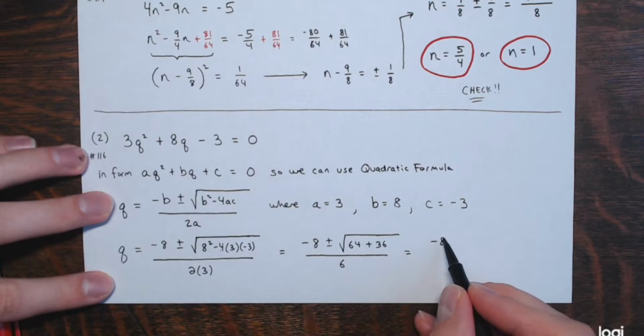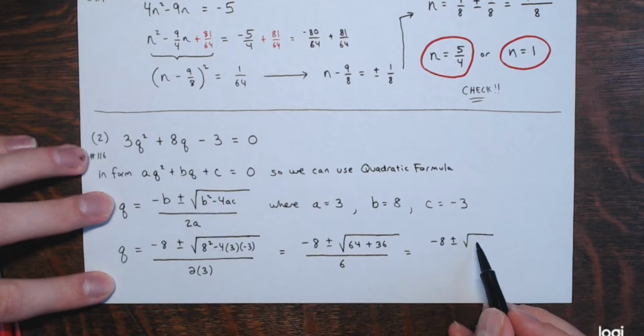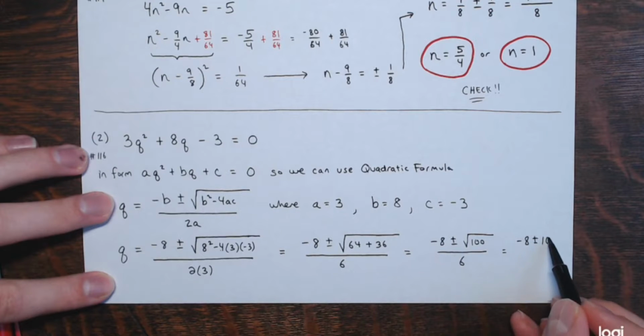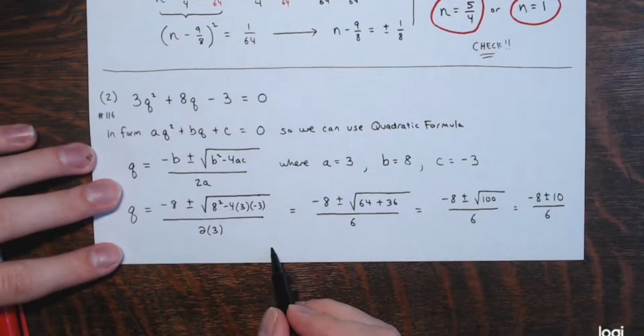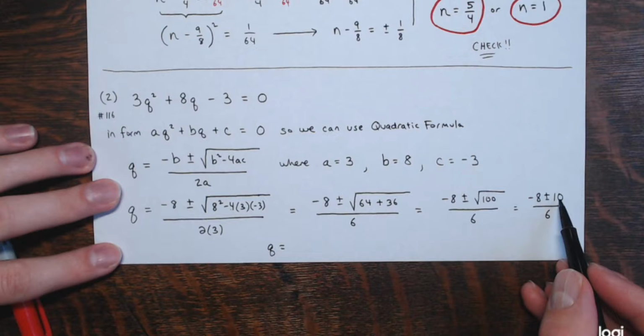So this is negative 8 plus or minus 10, right? This is the square root of 100. 64 plus 36. So we have negative 8 plus or minus 10 divided by 6. And we can get our two solutions. One of them, negative 8 plus 10 is 2 divided by 6.